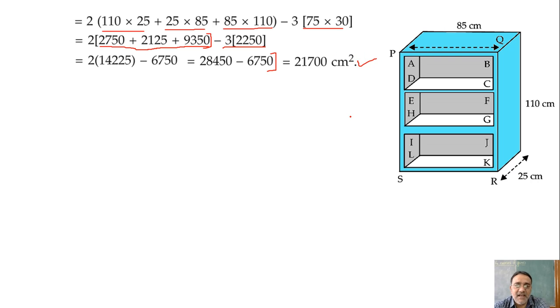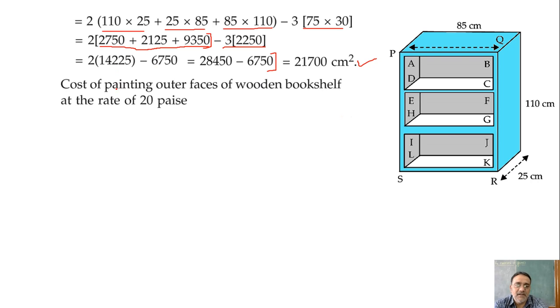No, sir. This is the area of polishing, and the cost of polishing is given as ₹20. Okay. ये painting नहीं है, polishing है. यहाँ पे polishing लिख लेंगे. This is polishing. Right. Outer surfaces of the wooden bookshelf at the rate of 20 paise. 20 paise means how many rupees? Fraction में बताओ. Fraction में 20 पैसे is equal to how many rupees?